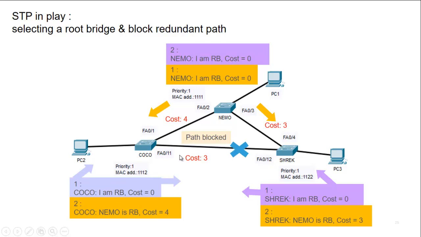Even though this path is blocked, all the packets can still traverse the network. PC2 can go to here and get to there. PC2 can go to Nemo to get to PC1. So there is no real use of this particular path. Now let's say as the network goes on, suddenly this path from Nemo to Shrek is down. Then it will recalculate and update this blocked path to unblock it. So that is a simple view on selecting a root bridge and blocking a redundant path.